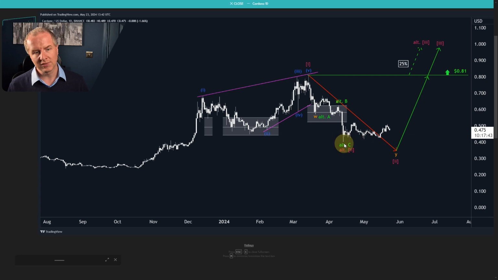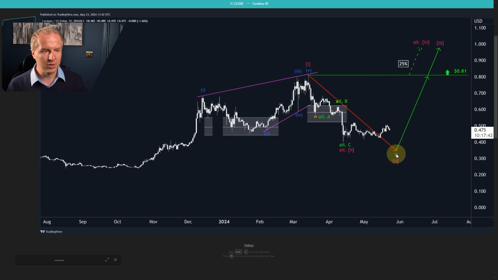In an alternative scenario, the wave 2 already bottomed, but we might get one more low in a more complex WXY structure, as indicated here on the chart in orange. But either way, the low is already in, or we get one more low. That's currently the perspective. Ideally, the price would have already turned around. That would have been ideal. But because we broke it, it indicates a deeper pullback.